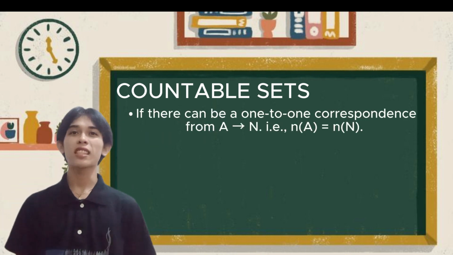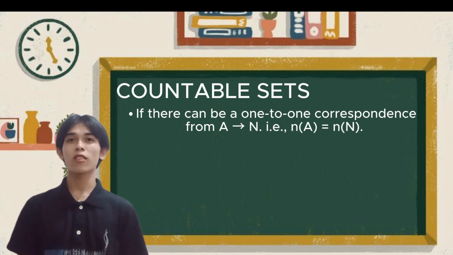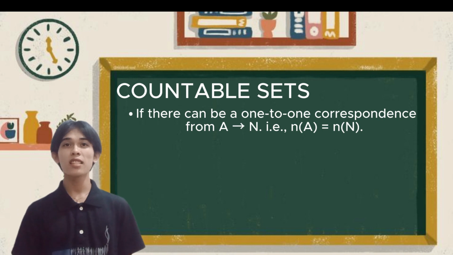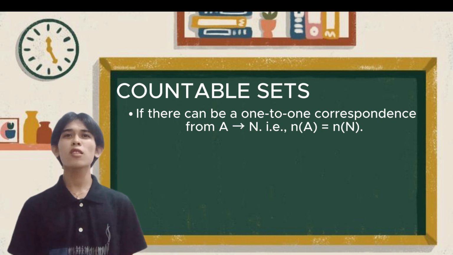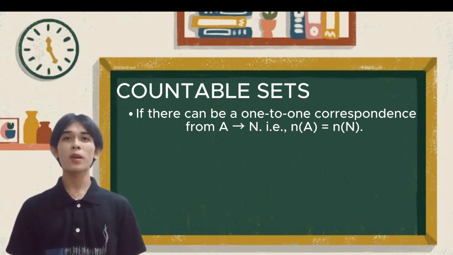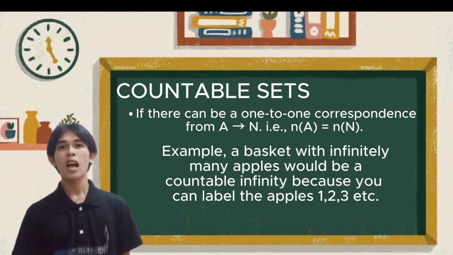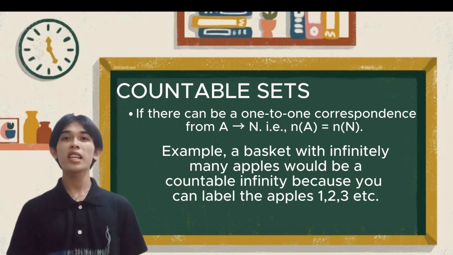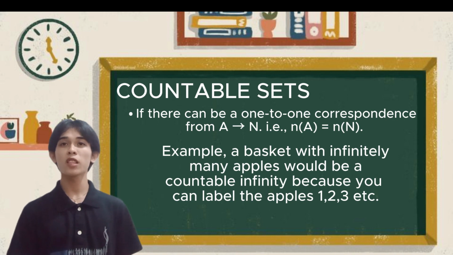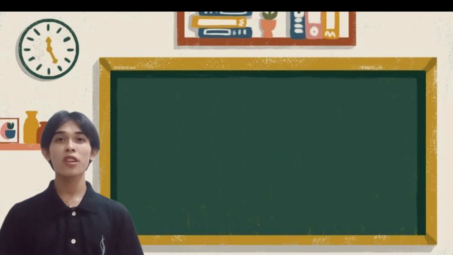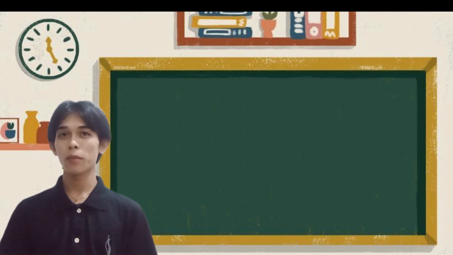Second, if there can be a one-to-one correspondence from set A to set N. Example, n(A) is equal to n(N). A set is called countable if you can put its members into one-to-one correspondence with the natural numbers 1, 2, 3, and so on. Example, a basket with infinitely many apples is a countable infinity because you can label the apples 1, 2, 3, etc. This point is used to determine whether an infinite set is countable.